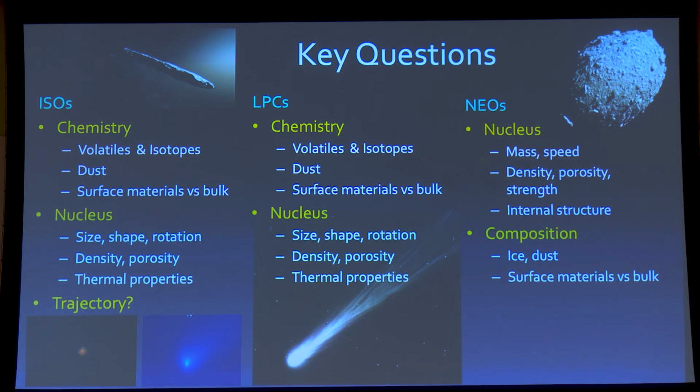So let me finish with the key questions, the things I think we really want to know to answer some of the science. If you'll notice, for the ISOs and LPCs, it's exactly the same: the chemistry, and we want to know about the nucleus. We'd like to know about the trajectory of ISOs. We may get lucky, but I think this is unlikely, to trace it back to the home. For the NEOs, it's more or less the same thing, but we really want to get at the mass, the speed, the density, porosity, internal structure from the mitigation point of view. But I maintain you also want to know the same science chemically for what it tells us about the early solar system. Thank you.